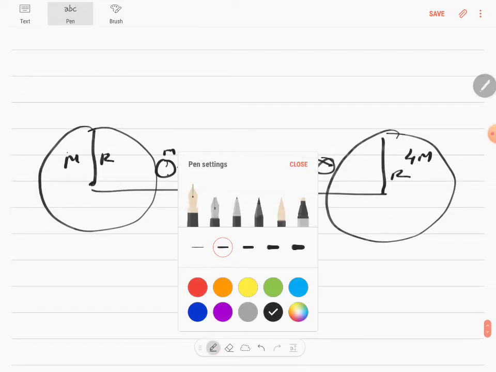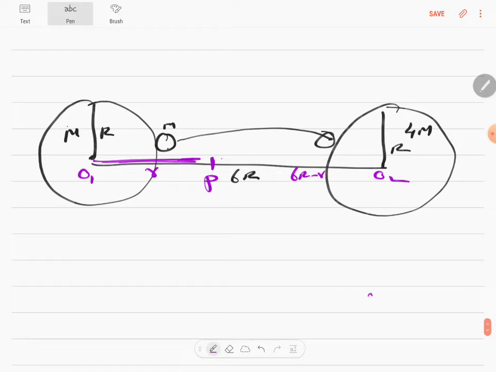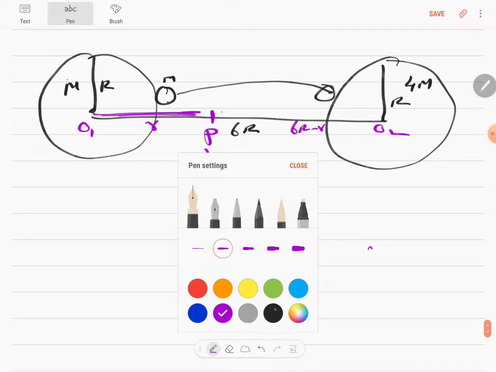First thing I want to tell you is there is definitely a null point which exists between the two masses, which is at a distance small r from O1 and 6r minus r from O2. There exists a null point between any two bodies where the gravitational force is equal to 0, which means the velocity is equal to 0, which means the kinetic energy of the projected mass will become 0.